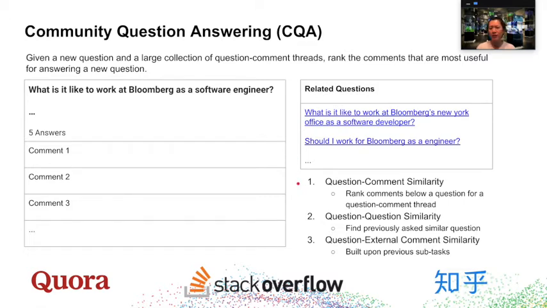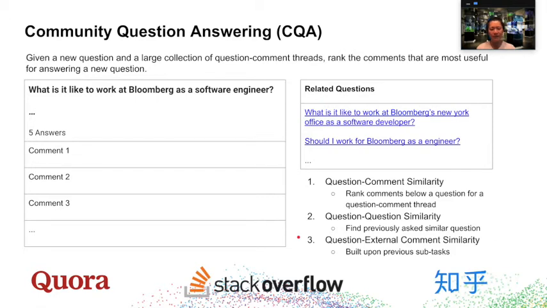So the CQA task has three subtasks. First is question comment similarity, referring to, in this question comment thread, you try to rank the comments below based on the similarity. How similar are they to the original question? The more similar, the higher they are ranked. Second subtask is question similarity, referring to trying to find previously asked similar questions.